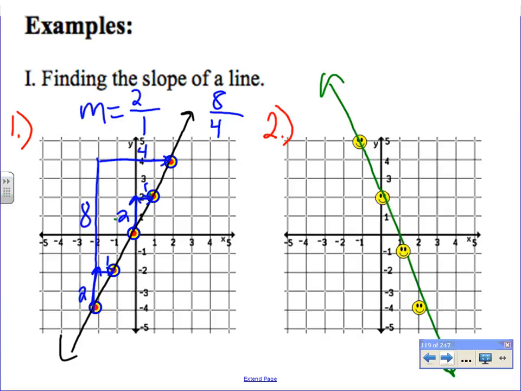Any questions on that? You can choose any point you want. You'll always get the same answer. So for 2, this one's a little different. I'm going to pick this one and this one, just because I'm going to go rise, but I'm going down this time. So this is down 1, 2, 3, down 3. So that's a negative 3. I'm going down, it's negative. To the right 1, so that's still positive because I'm going right. So m is negative 3 over positive 1, or just negative 3.